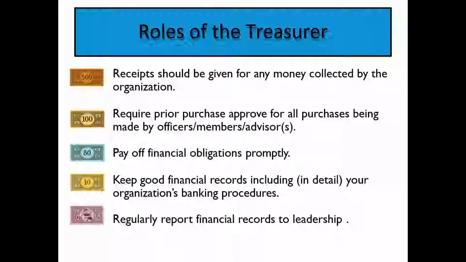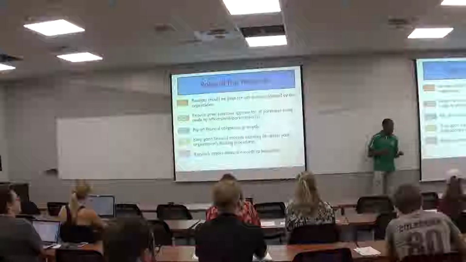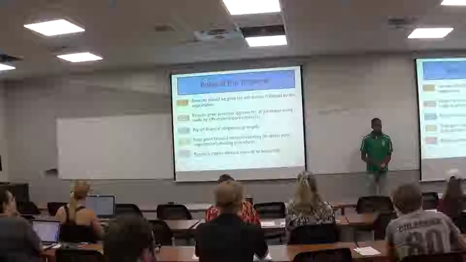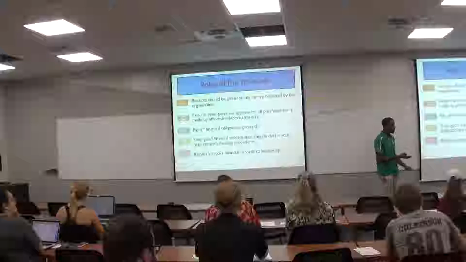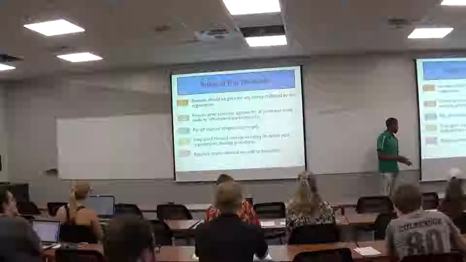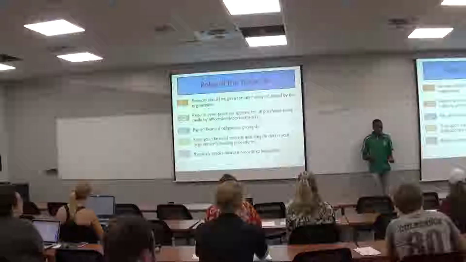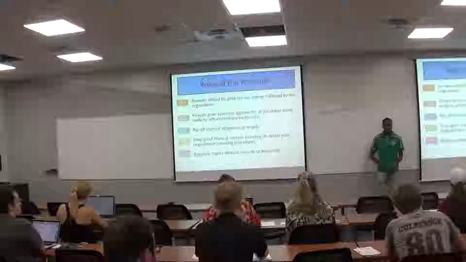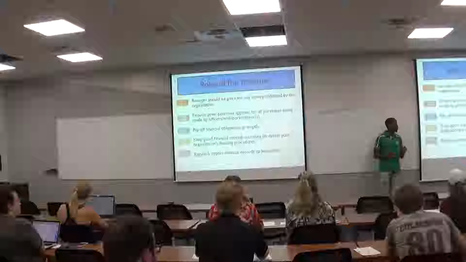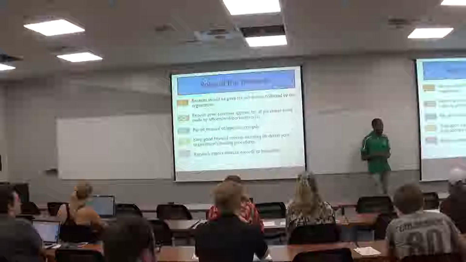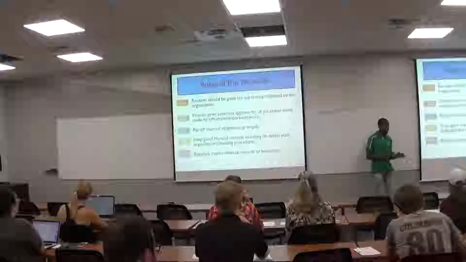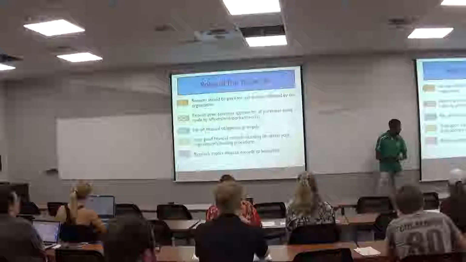Keep good financial records, including details about your organization's banking procedures. So this kind of goes along with the receipts, but this also includes donations you may receive or charges that you make for your account for things that you are throwing. So let's say an alumni member of your org gives you $1,000. You should write that down too. I'm gonna talk about different methods you can use. Like there's Excel sheets and other things, but we'll get more into detail about that later.